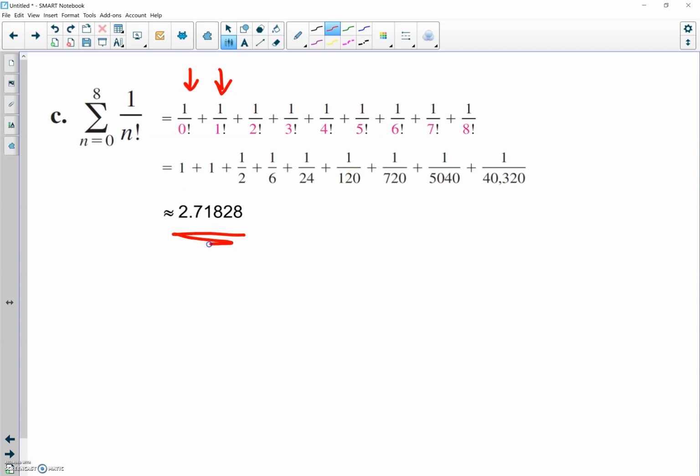Does that remind anybody of any value? If you said the irrational number e, you are correct. This summation is getting closer and closer. The more that we add to the summation here, the closer and closer we are getting to the approximation of the irrational number e.